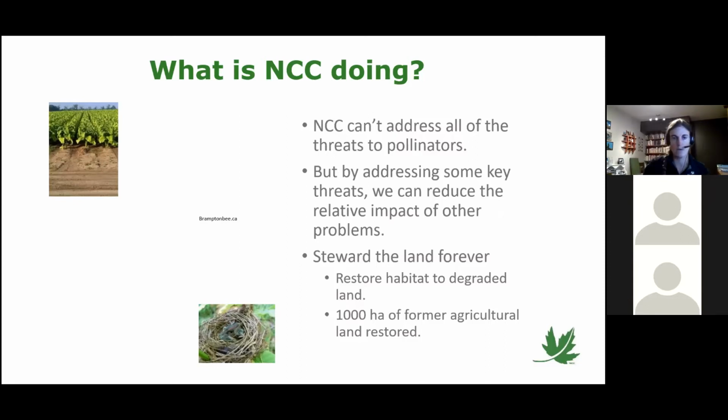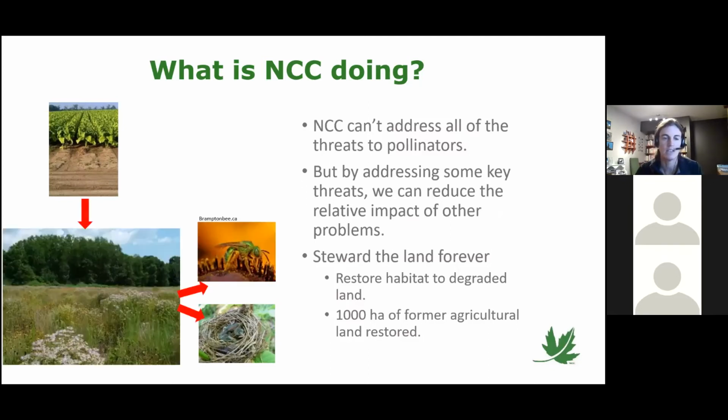So we'll restore habitat in degraded areas, restore it back to some semblance of an ecosystem. And in fact, down here in southern Ontario, we've restored somewhere in the region of 1,000 hectares of former agricultural land back to vibrant habitat, like some of the properties Bill was mentioning at the beginning. So what does that actually look like?